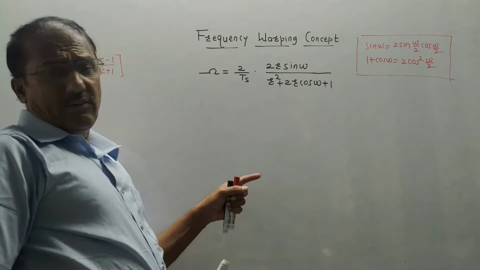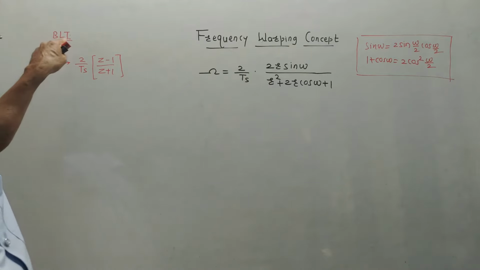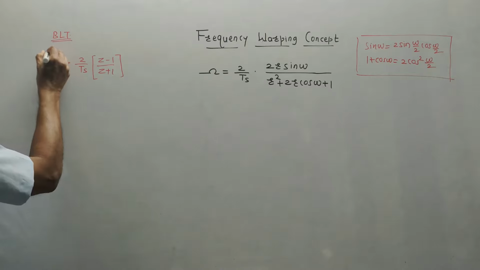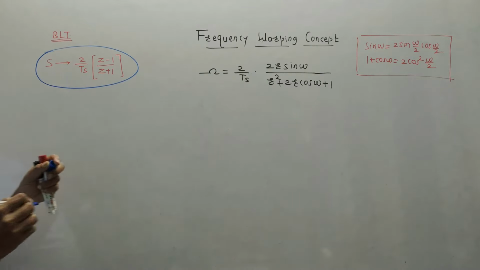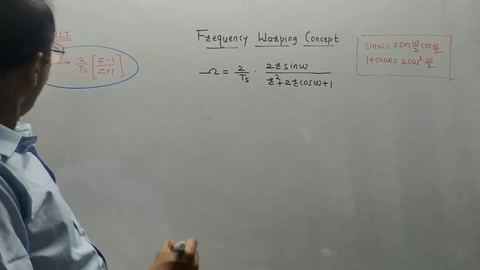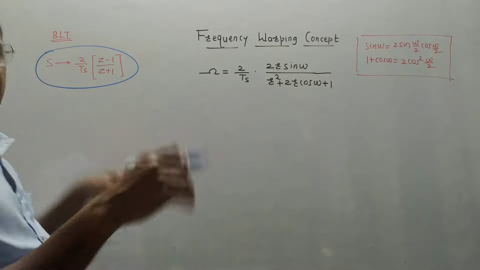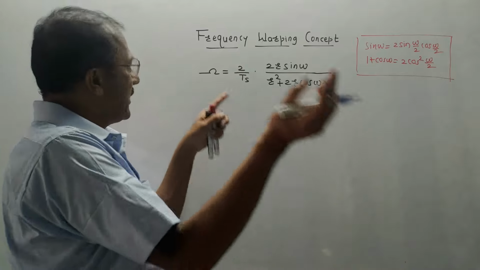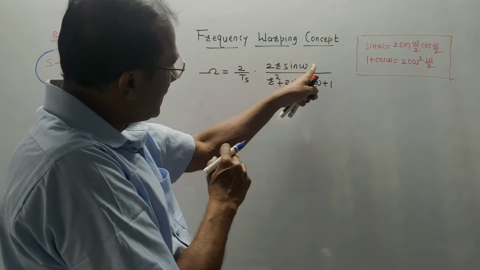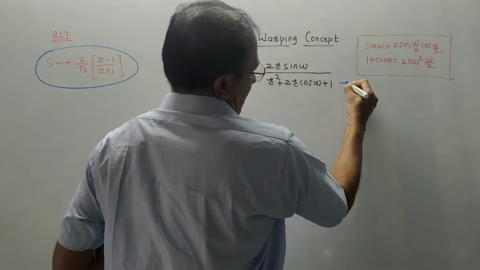The second method which is used for designing of IIR filters is BLT, that is bilinear transformation. In this method, this is the formula which is used for transformation, that is S, the Laplace operator, is replaced by 2 by Ts into z minus 1 upon z plus 1. Now in BLT, the relationship between omega or ohm, that is analog frequency, and digital frequency omega is given by equation number 1.